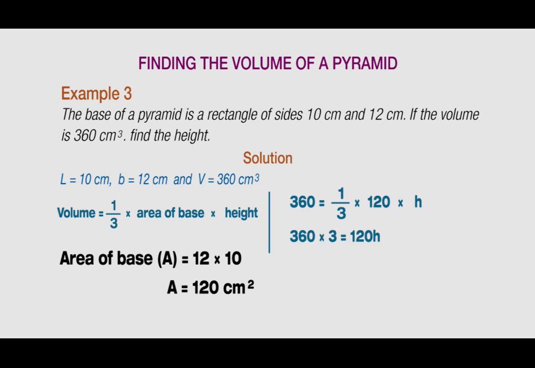And that will give us 360 multiplied by 3 equals 120h. If you make h the subject, then our h becomes 360 multiplied by 3 all divided by 120. And that gives us h equals 9 centimeters. Hence, the height of the pyramid is 9 centimeters. That was very simple. Another example.